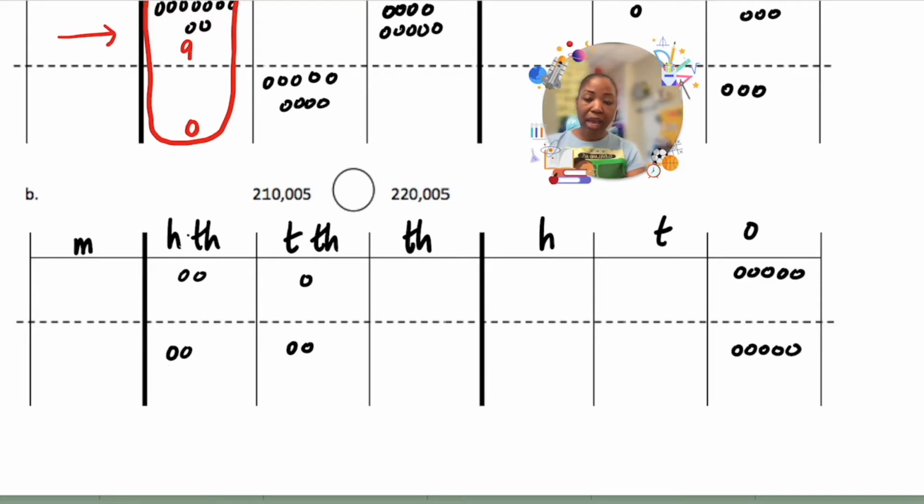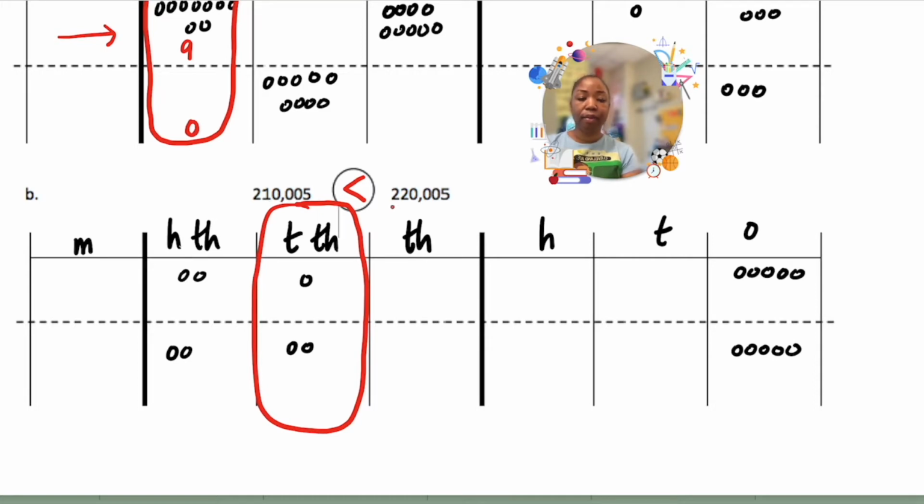So this time when I look at the greatest place value, I notice that the 100,000s values are the same. It's 2 in both numbers. Because they're the same, I have to look at the next place value and see if they're the same. If they're not the same, then I can compare them. When I'm comparing the 10,000s, we have 1 10,000 compared to 2 10,000s. 1 is less than 2. So that means that this first number, 210,005, is less than 220,005. Let's go on.